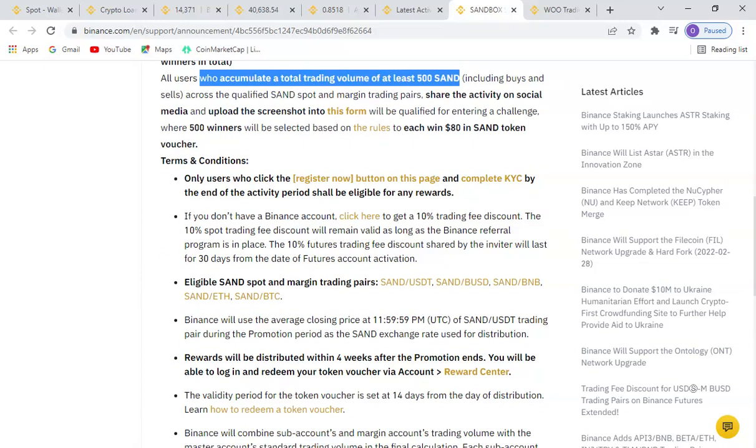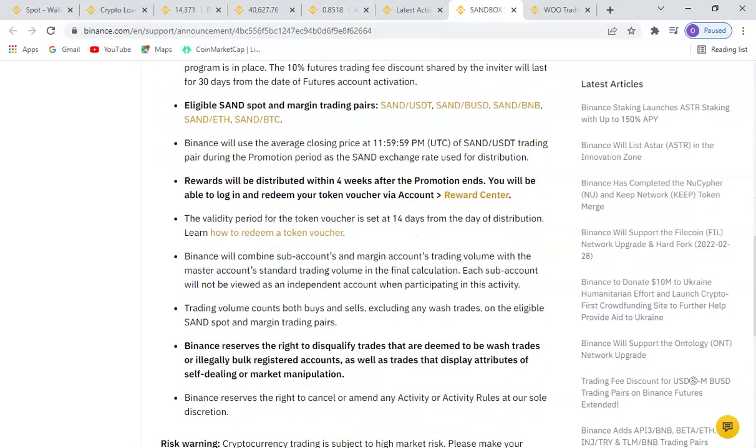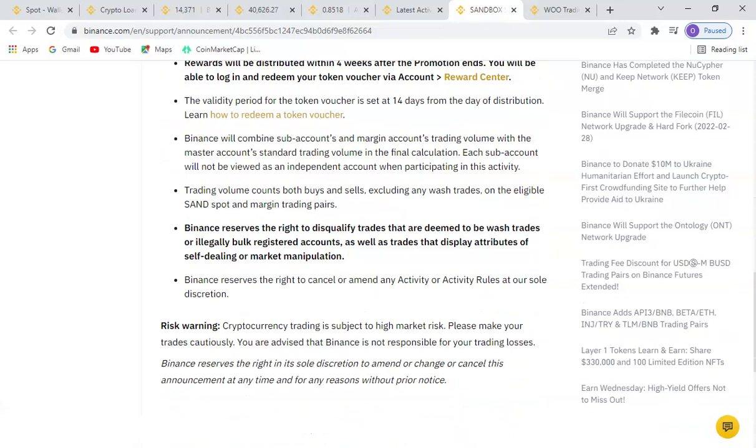Now, in a scenario where you do not have this amount of Sand tokens in your wallet, you can go over to the Binance Crypto Loans portal and use whichever cryptocurrency you do not want to convert to Sand token immediately, or you want to hold for a long period of time.